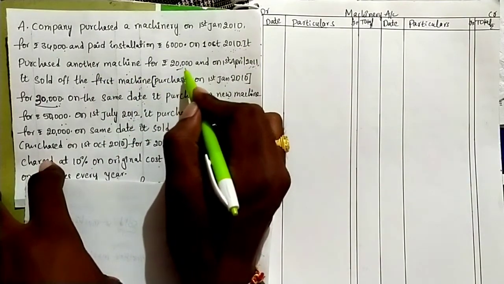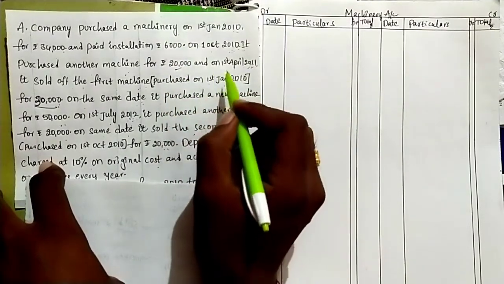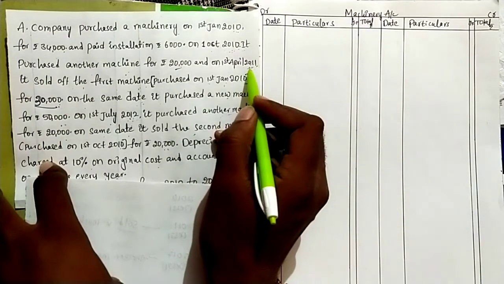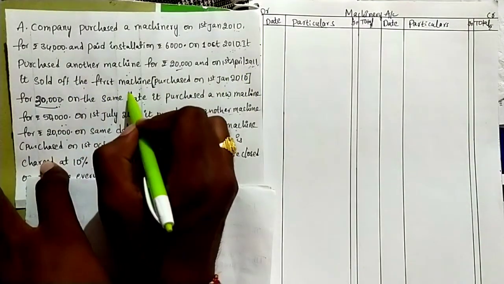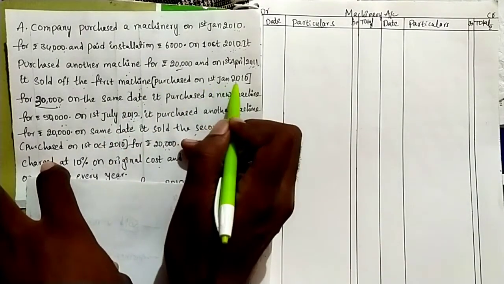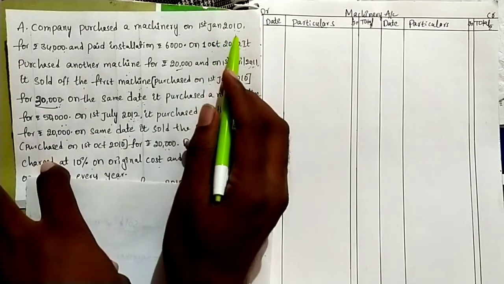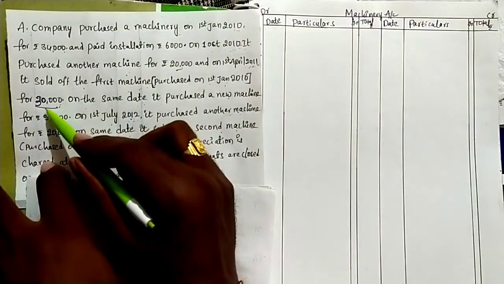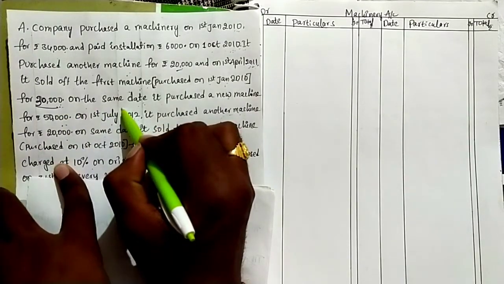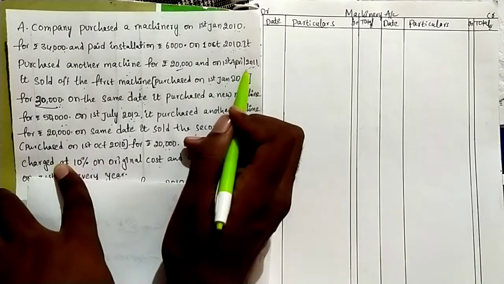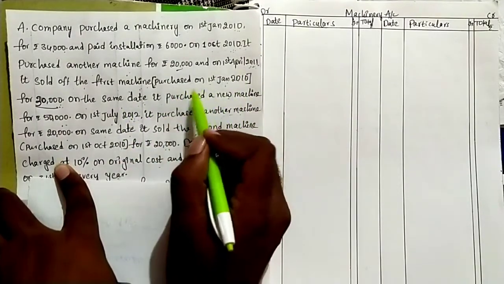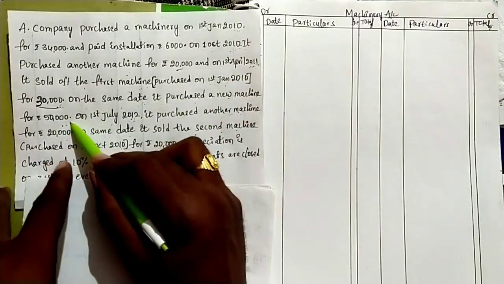Another machine purchased in the same year, and on 1st April 2011, this is the next year, it sold off the first machine. First machine means it was purchased on 1st January 2010. The first machine sold for 30,000 rupees. On the same date, 1st April 2011, it purchased a new machine. One machine sold and another machine purchased for 50,000.